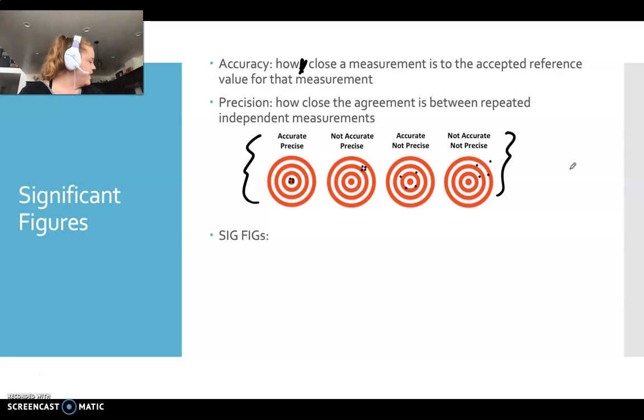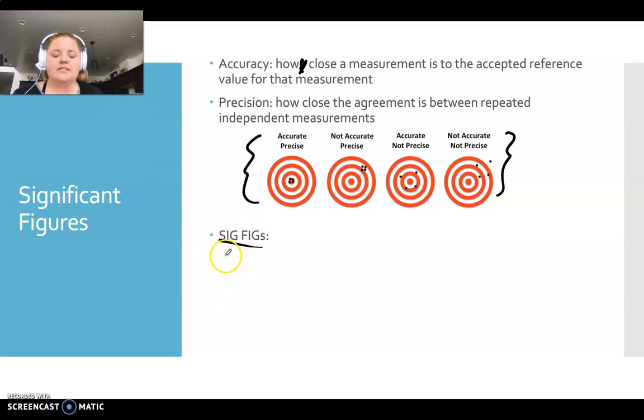Now I need to go over what's called significant figures, or sig figs for short. These are figures that are significant to our data or measurements. I will also have a supplemental video that may describe it a little better than I am, but I will try my best.